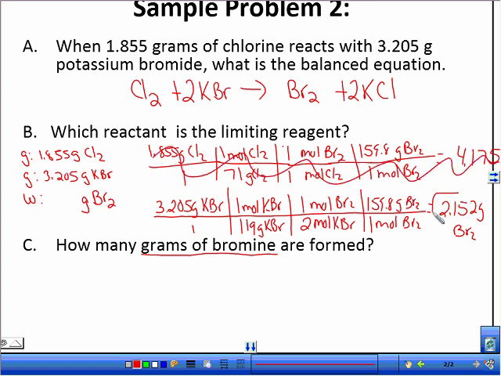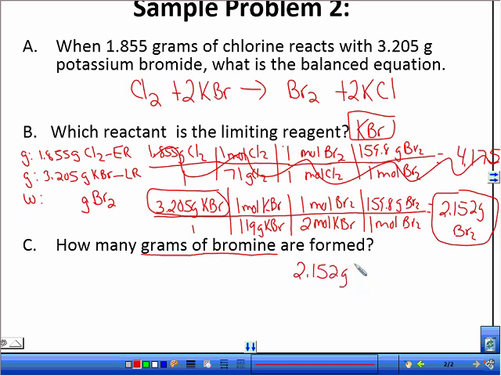Okay, so this is going to be one of my answers, and this is going to be one of my answers. First question says, which reactant is the limited reactant? Well, chlorine or potassium bromide. The answer is potassium bromide. So, because this is your LR, this is your ER, excess reagent. How many grams were formed? Well, we've answered that.